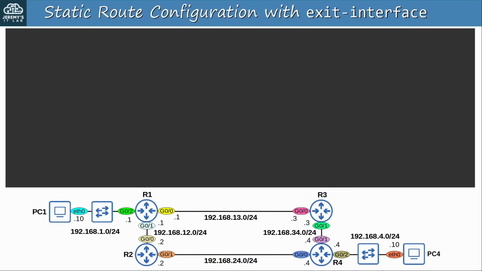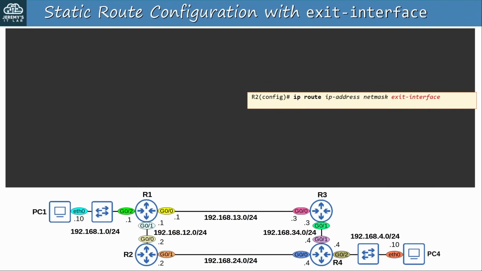Okay, now I want to introduce another option when configuring static routes. We haven't configured any routes on R2 yet, so I'll just use it for this demonstration. When configuring static routes, instead of configuring a next hop, you can configure an exit interface instead. That means you specify which interface this router should send the packets out of, rather than telling it the actual IP address of the next hop.